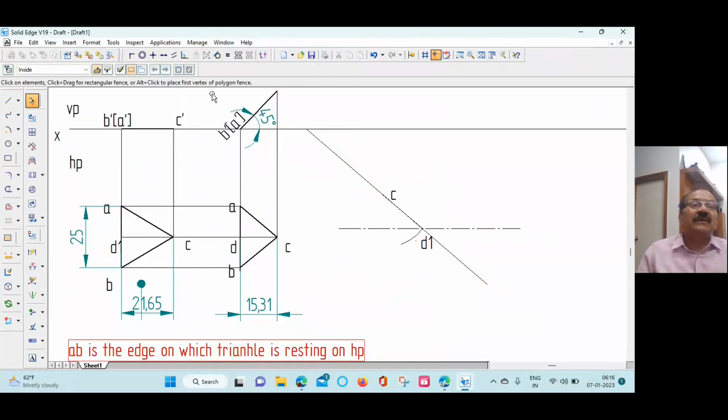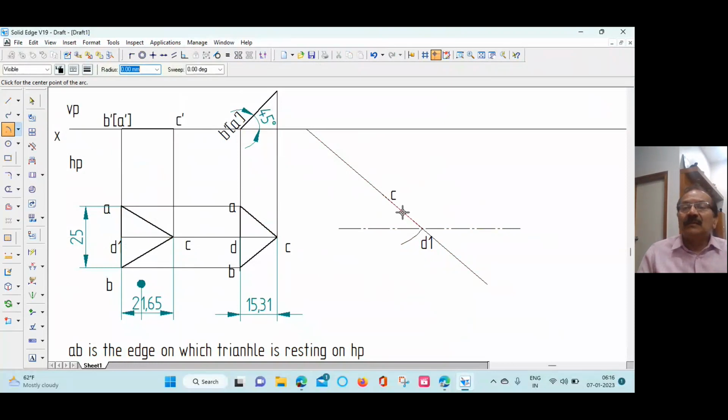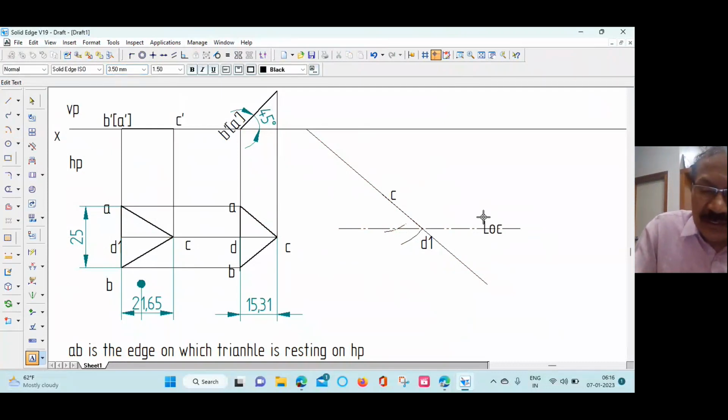CD length is 15.31. So again go to arc by center point. Move the cursor here. We'll get the endpoint symbol here. Yeah, got the endpoint symbol, right? Click there. Then draw an arc of radius 15.31. Draw an arc like this. It is cutting the locus line at a point. What is this? Locus of D. Let me name it. Locus of D.